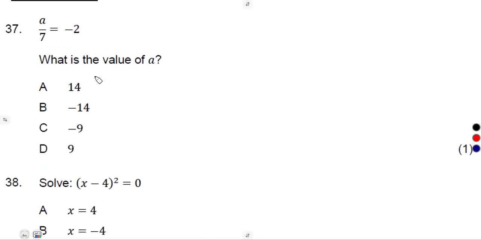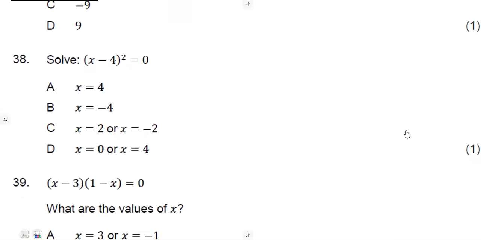Then 37, what is the value of A? Again, here we can just cross multiply. 1 times A, that's A. 7 times 2, that's negative what? 14. So the best answer was going to be B.